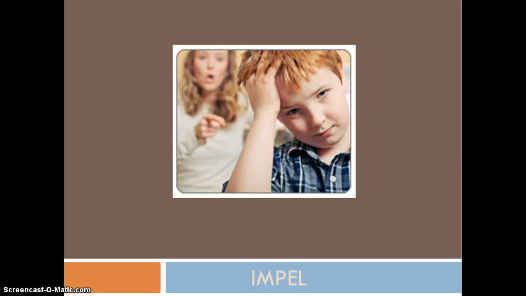Impel is our next word. It's to force or to drive forward. We have a mom here yelling at her son, and maybe that's impelling him to do better. It doesn't look like it is. It looks like he's pretty frustrated, but this could be the thing that is driving you forward or forcing you to do something, and that's what impel means. Okay, so your parents could be that, or maybe some kind of incentive of some sort. Synonym is urge. Antonym is restrain.